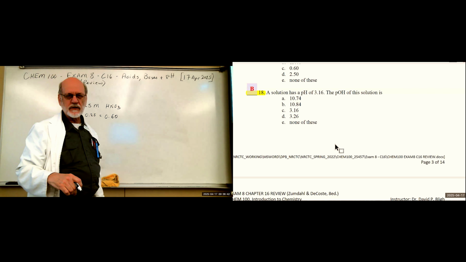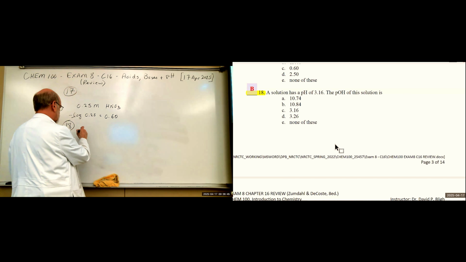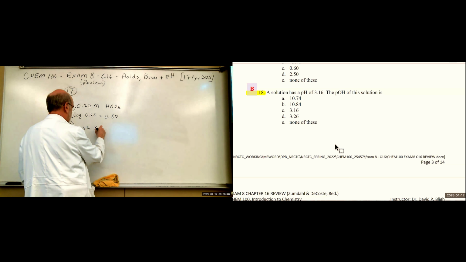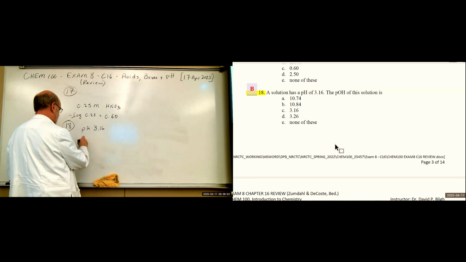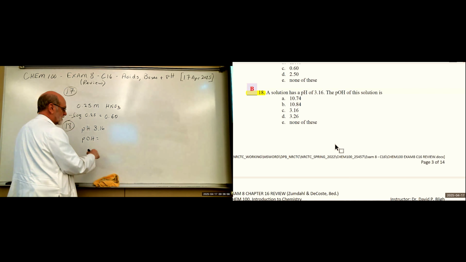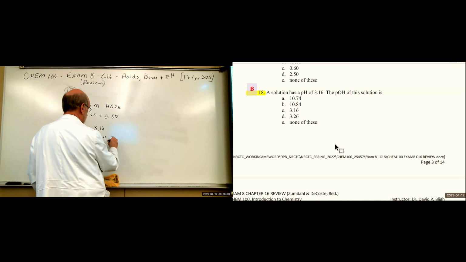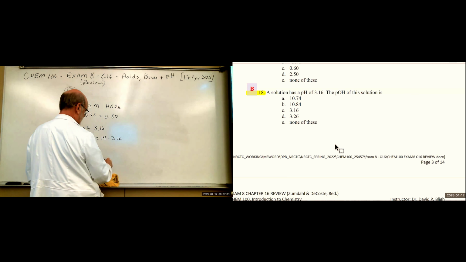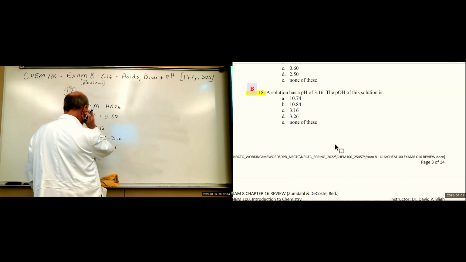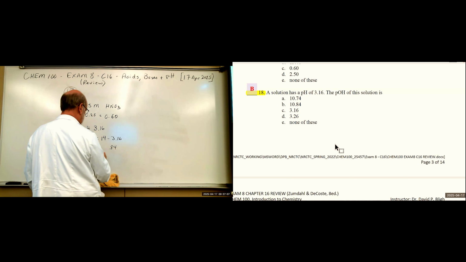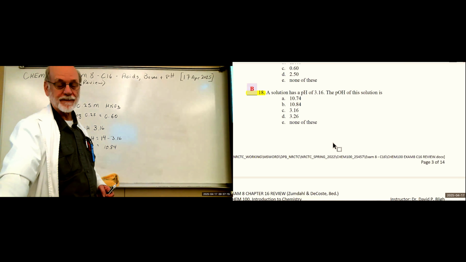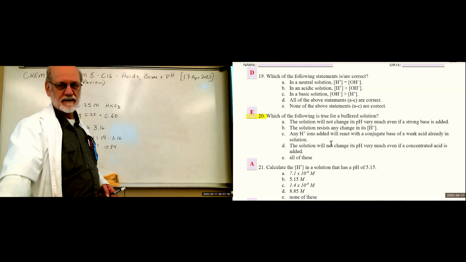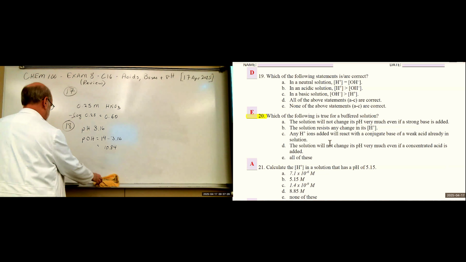About 18. A solution has a pH of 3.16. And the question is, what's the pOH? The simplest answer to this one is 14 minus 3.16. Right? So that'd be, let's see, 4, 8, and 3 from 13 is 10. 10.84 pOH. Okay. All right, let's look at 20.